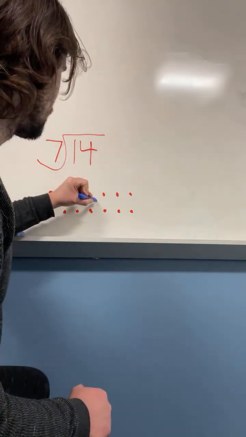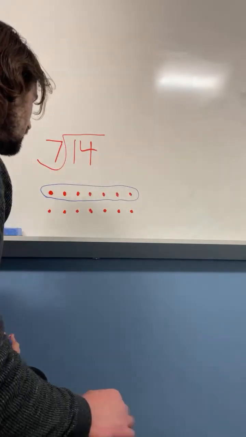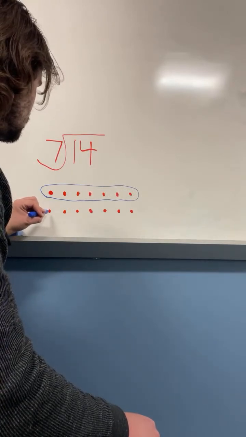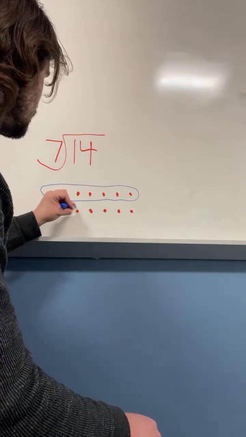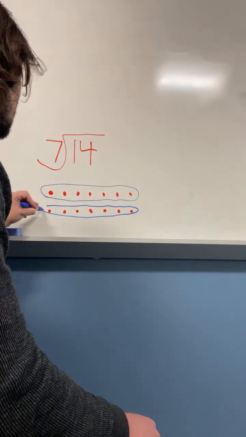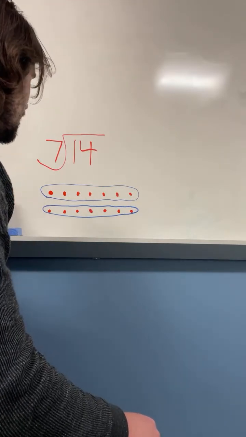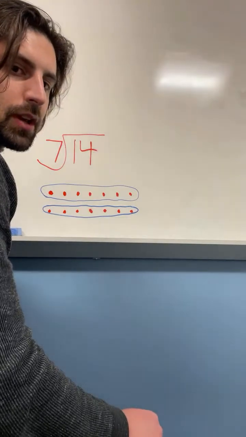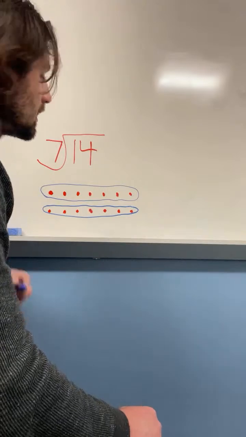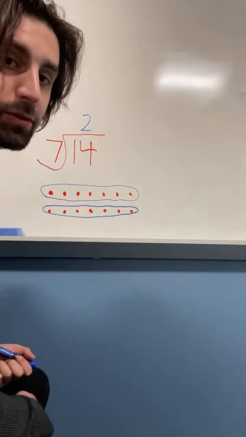So 1, 2, 3, 4, 5, 6, 7. Draw a circle around the first row. 1, 2, 3, 4, 5, 6, 7. Circle around the second row. So 1, 2, we have 2 rows, 2 groups of 7. 7 goes into 14 2 times. So 14 divided by 7 equals 2.